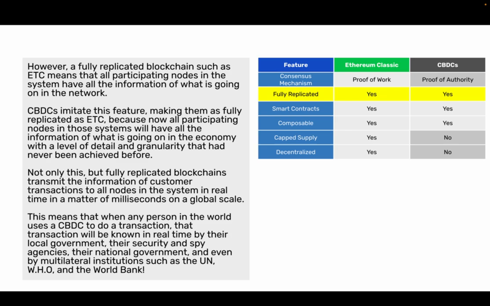Not only this, but a fully replicated blockchain transmits the information of customer transactions to all nodes in the system in real time, in a matter of milliseconds on a global scale. This means that when any person in the world uses a CBDC to do a transaction, that transaction will be known in real time by their local government, their security and spy agencies, their national government, and even by multilateral institutions such as the UN, WHO, and the World Bank.